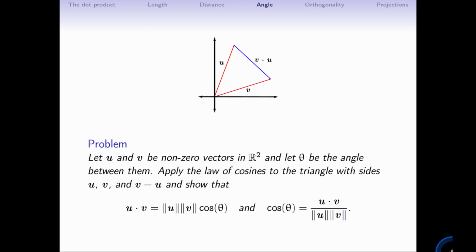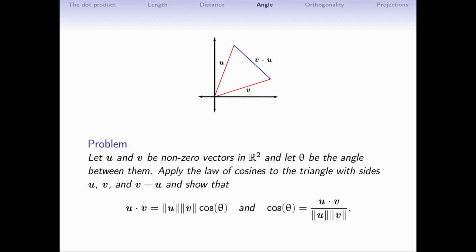So let's look at the statement of the problem. Let u and v be non-zero vectors in R2 and let theta be the angle between them. Apply the law of cosines to the triangle with sides u, v, and v minus u, and show that the dot product of u and v is equal to the length of u times the length of v times the cosine of that included angle. That's equivalent, by solving for cosine of theta, to saying that the cosine of theta is equal to u dot v divided by the length of u times the length of v.